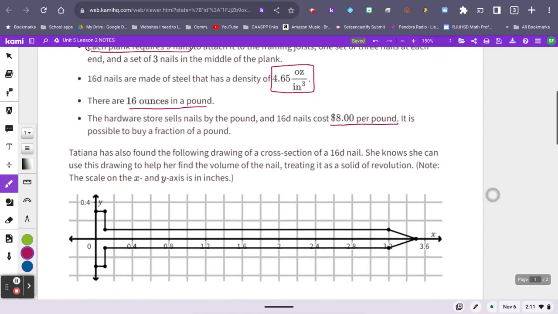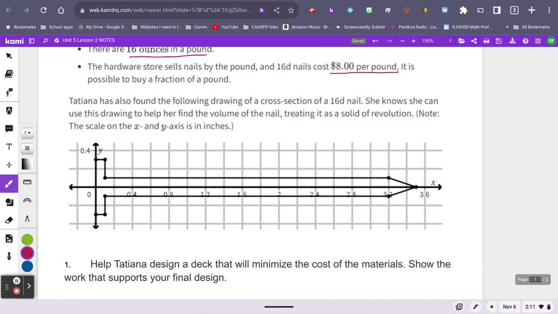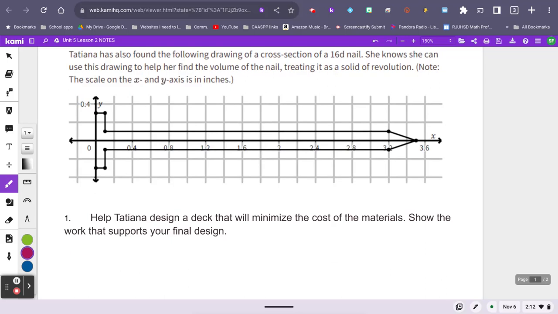Okay, Tatiana has also found the following drawing of the nail. What we're going to do is design a deck, and then we're going to find the volume of our nail.